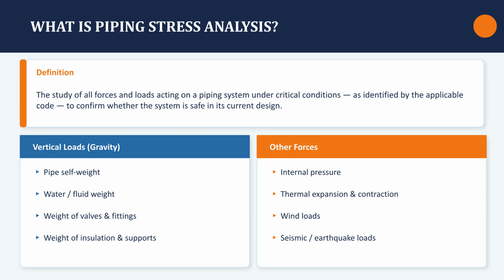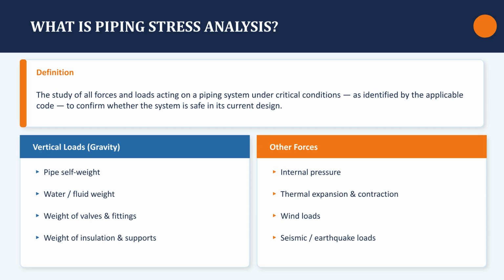Gravity is always pulling down on the pipe, and it comes from four sources: the weight of the pipe material itself, the steel or metal, the weight of the fluid flowing inside it, water, oil, gas, whatever the pipe is carrying, the weight of valves and fittings, elbows, T's, flanges attached along the line, and the weight of insulation and the supports holding the pipe up. All of this weight pulls downward, and the pipe supports must be strong enough to carry it.